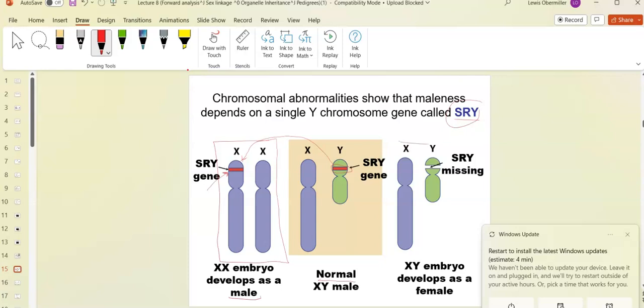You could have an individual that has a male pattern of chromosomal inheritance where it's XY, and the SRY gene is missing or broken or mutated, and no matter that it's XY, it would still develop as female because this gene determines sex, right? It's not the chromosome, it's only this particular gene.